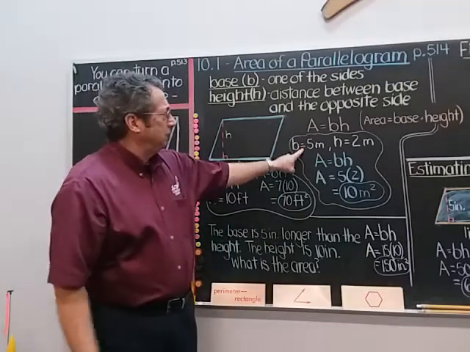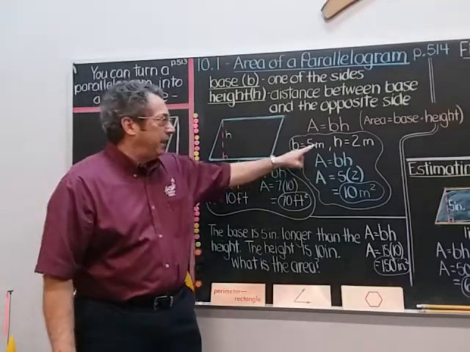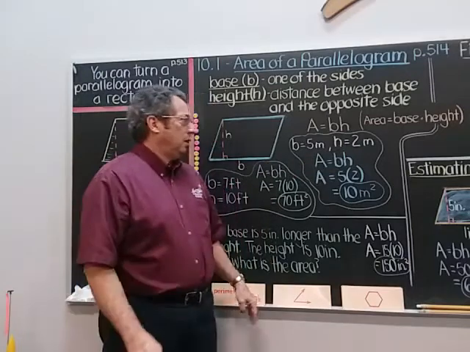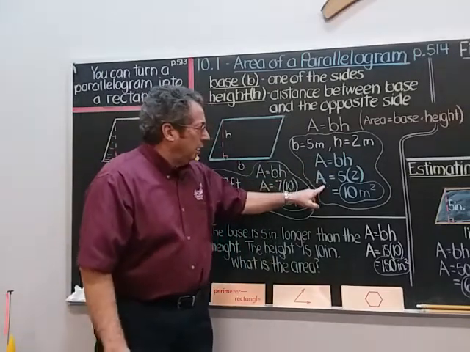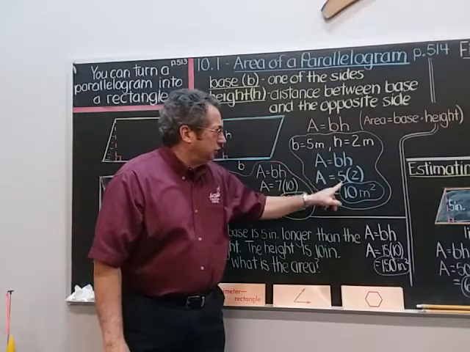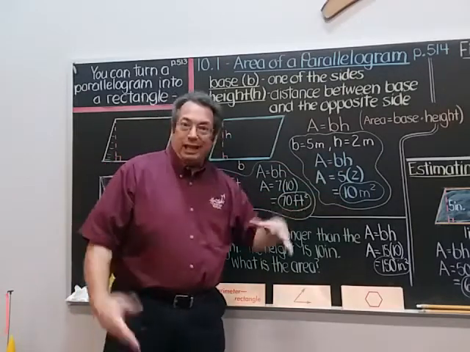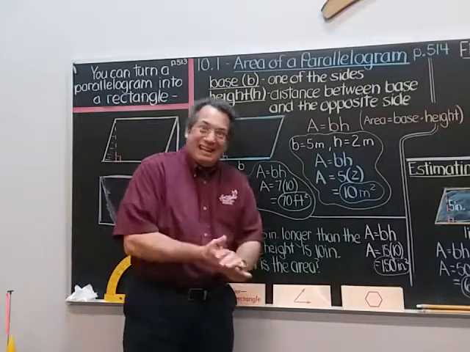How about this? Let's suppose the base of a parallelogram is 5 meters and the height is 2 meters. Again, you write the formula. Let's say it right at the beginning. Area equals base times height. So area equals 5 times 2, base times height. Area equals 10 square meters. You can't really get any easier than that.